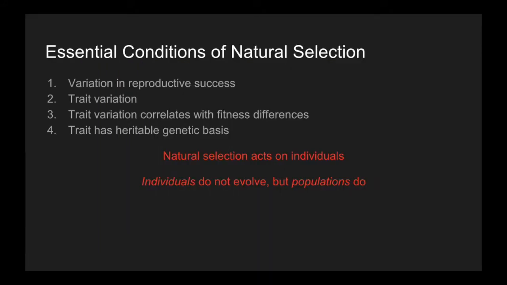There are 4 essential conditions for natural selection to occur. These conditions state that there must be a variation in reproductive success, a variation in traits among individuals, and that these variations correlate with fitness differences, and traits can be genetically passed on to offspring. It's important to note that natural selection occurs in individuals, but individuals do not evolve, populations evolve.